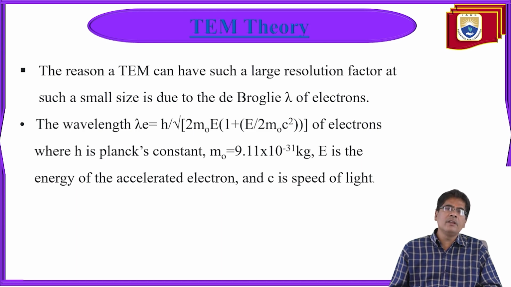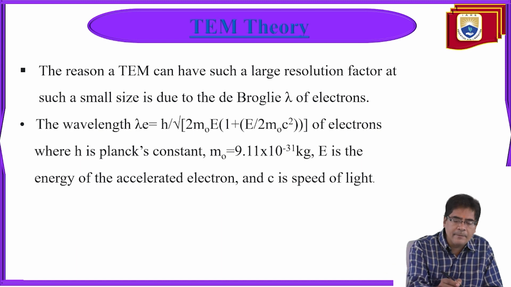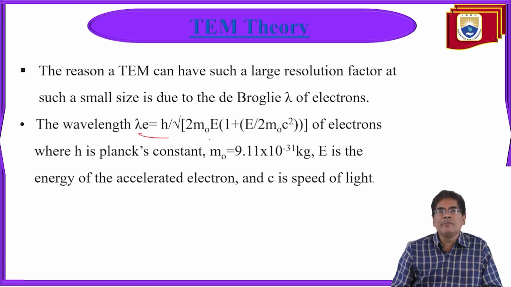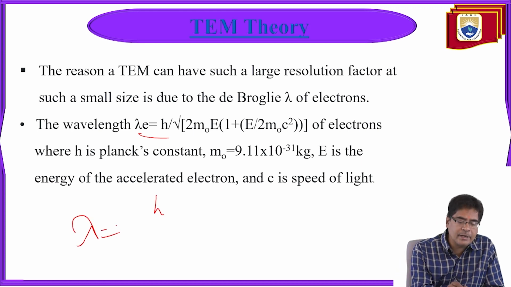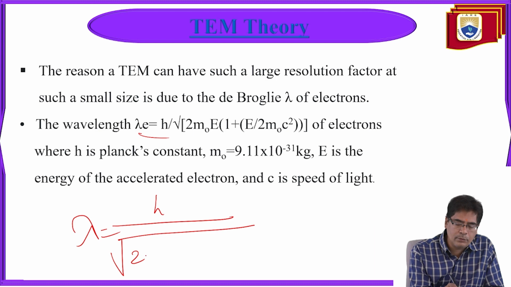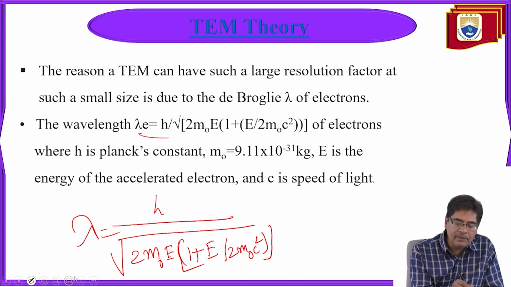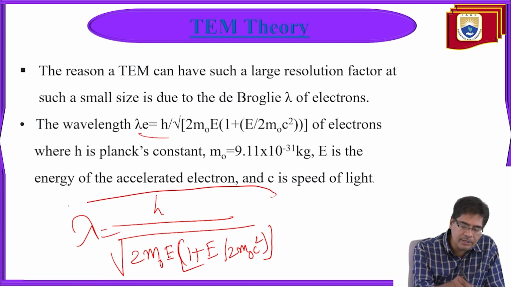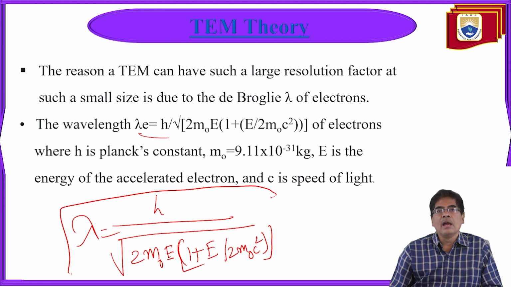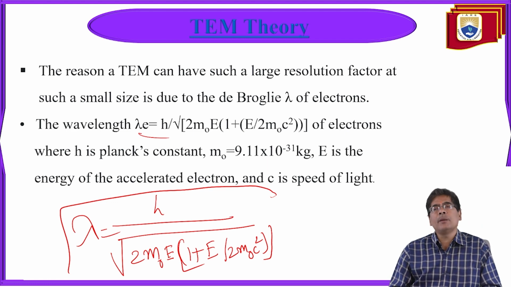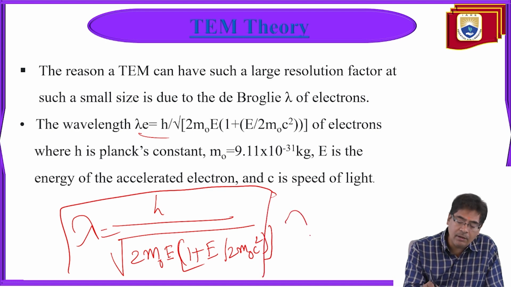The wavelength of the electron, lambda, is given by h divided by the square root of 2 m naught E into 1 plus E divided by 2 m naught c squared. This is the wavelength associated with the de Broglie wave, and E is the energy of the accelerated particle.